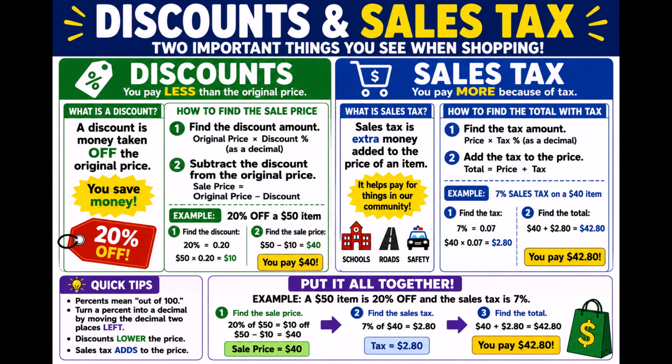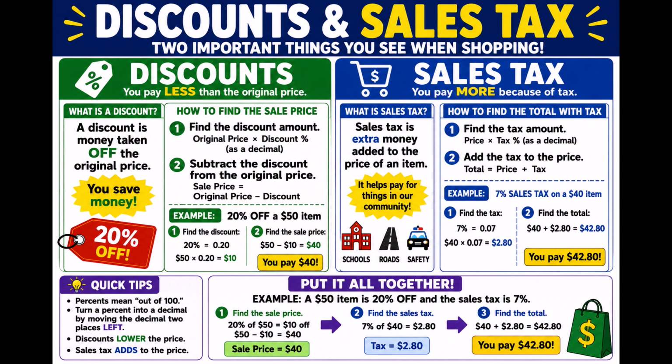So this is how to find the sales price. Step 1, change the percent to a decimal. For example, 20% equals 0.20. Step 2, find the discount. Multiply the original price by the decimal. That means $50 times 0.20 equals $10. Remember the 0.20 is the 20% changed to a decimal.